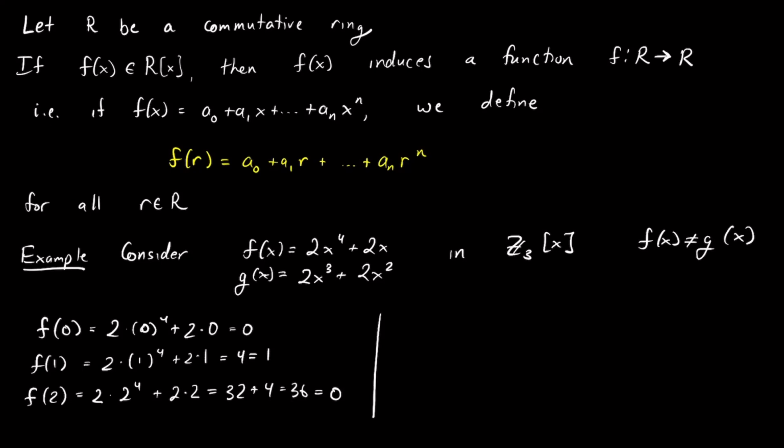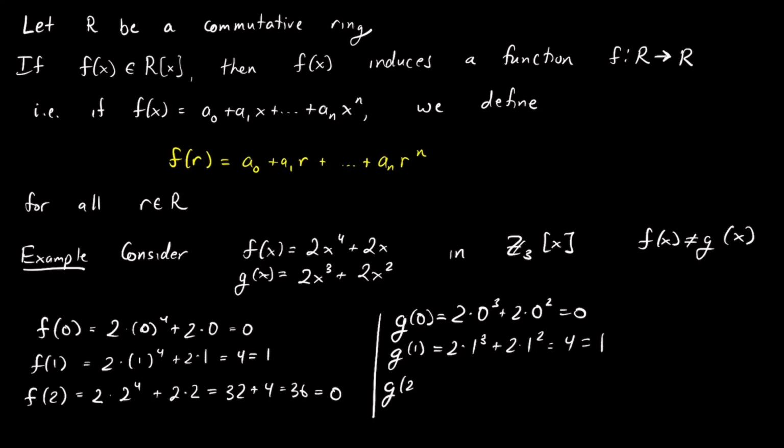Now let's take a look at g. If I compute g(0), I'll get 2 times 0 cubed plus 2 times 0 squared, so that's 0. If I compute g(1), I'll get 2 times 1 cubed plus 2 times 1 squared. So that's going to be 4, which is equal to 1. So g(1) is equal to 1. And g(2), this is going to be 2 times 2 cubed plus 2 times 2 squared. So this is going to be 16 plus 8, which is 24, which is 0, right?